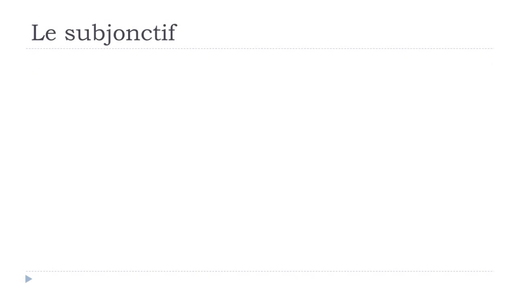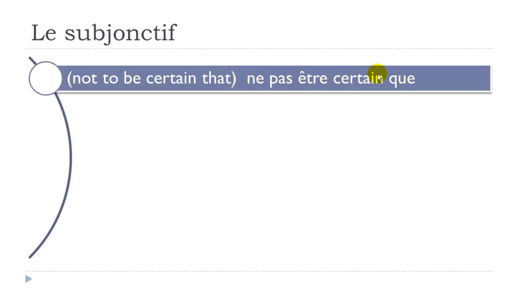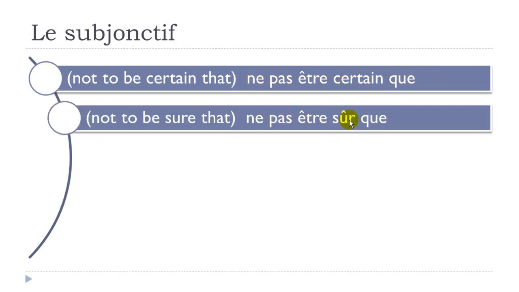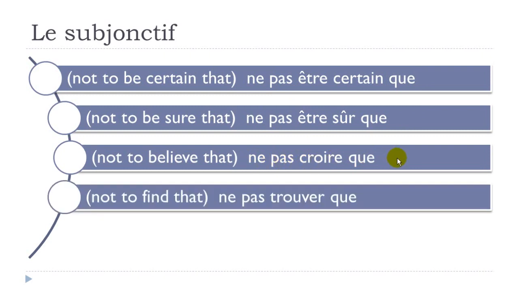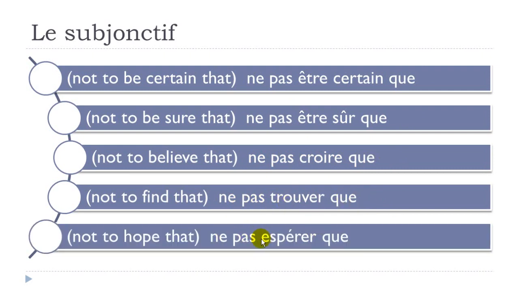Okay? And it continues. Ne pas être certain que, ne pas être sûr que, ne pas croire que, ne pas trouver que, ne pas espérer que, and now I will make the liaison: ne pas être certain que, ne pas être sûr que, ne pas croire que, ne pas trouver que, ne pas espérer que, and they should be followed by le subjonctif.